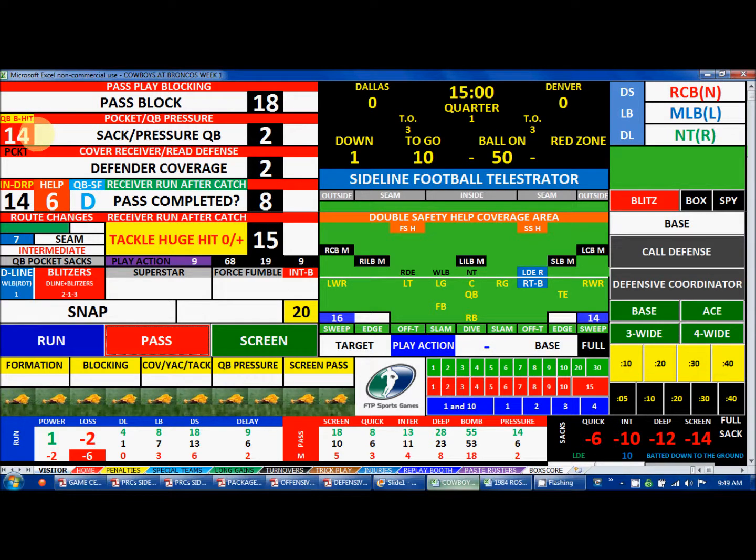Now the quarterback's under pretty extreme pressure. He's trying to throw a pass. On the reroute, it's going to be directed to the green target, and it's going to be a pressure pass in the seam. And this number tells you if the pass is complete or not. Again, all of this is explained in great detail in the instructions.